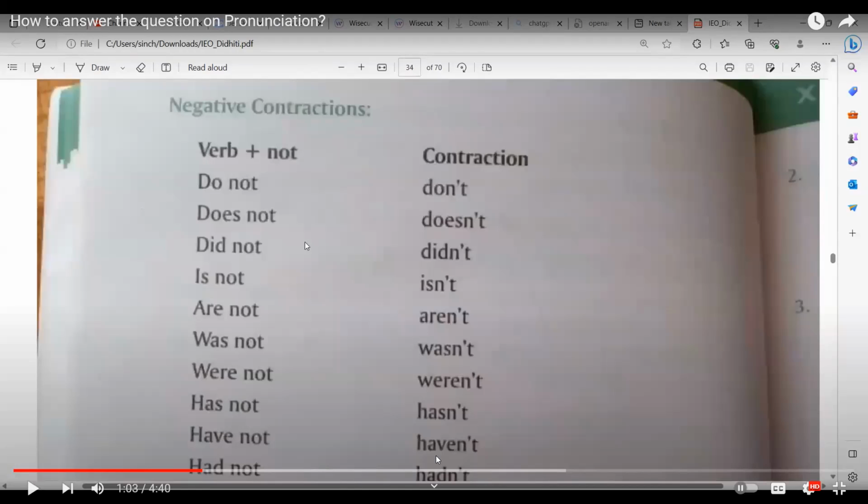Okay, Sophie, can you give me an example with haven't? She haven't got a new toy. Okay. Now, Tuhin, can you make an example with had not?